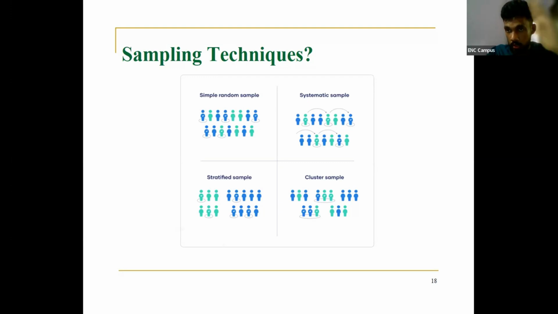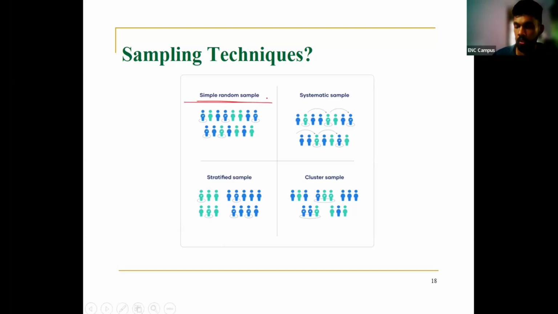If the sample is an actual representation of the population, we can ensure the results are valid, reliable, and generalizable, right? So we have sampling techniques like simple random sampling, systematic sampling, stratified sampling, clustered sampling, right? So let's see what each of these are. First thing is simple random sampling.